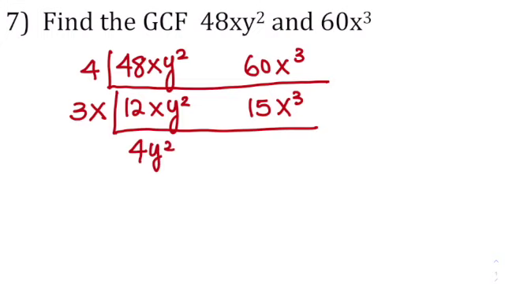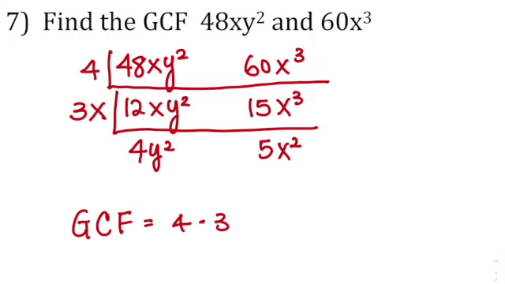Then 3 goes into 15 5 times. And x to the 3rd divided by x gives you x to the 2nd power. So you are just doing the numbers and the letters together. If that's faster for you, you can definitely do that, but make sure you pick up everything. They cannot have anything else in common. So in this case, the greatest common factor is going to be 4 times 3x, which is 12x. And that will be your answer.